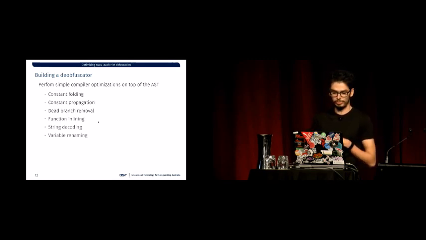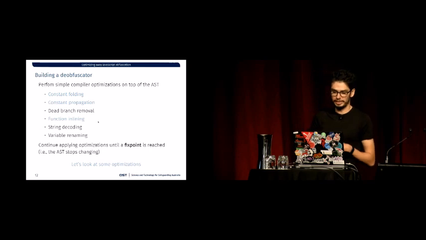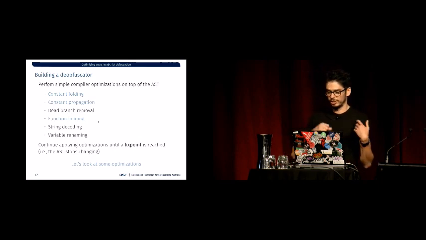I'm not going to talk about all of them today. I'll just talk about a subset of them because of time, which are the 3 highlighted here. What we essentially do in our deobfuscator is keep applying these different transformations over the top of our AST until the tree stops changing, or we've reached a fixed point. At that point, we can serialize the tree back to source code, and hopefully at the end of it, we've got more readable code.